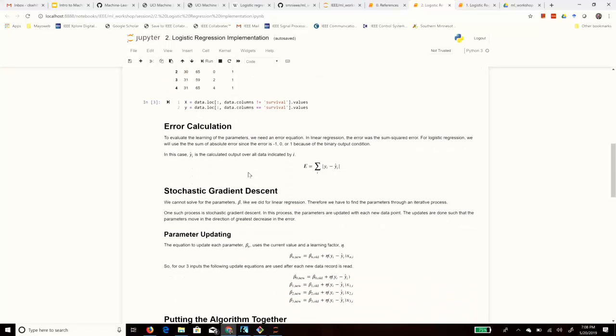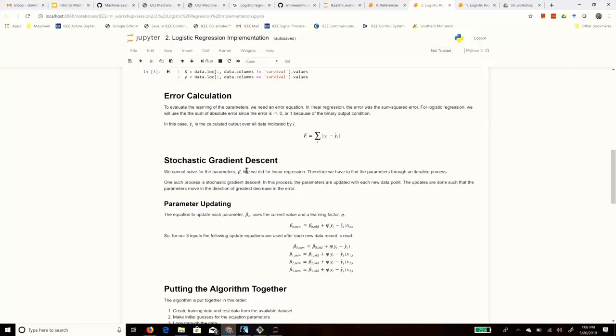Okay, so the error calculation. We need to know how we're going to judge how good this model is. For this simple model, we're just going to rely on a sum of the error, where the error is the absolute value between our predicted outcome and the actual outcome. So we're going to say if we're wrong, it's a 1. If we're right, it's 0. We're going to sum up all the 1s. We want to make that number as small as possible. Keep it simple, all right?